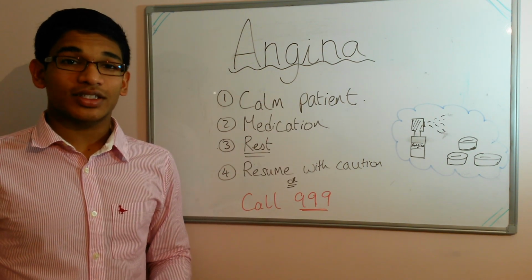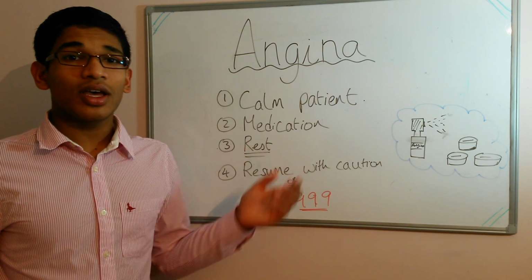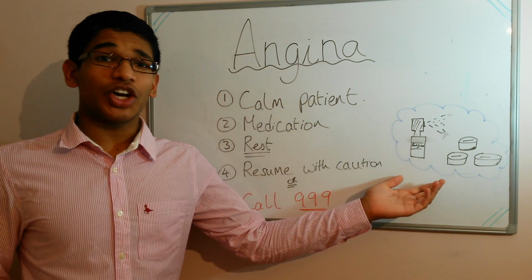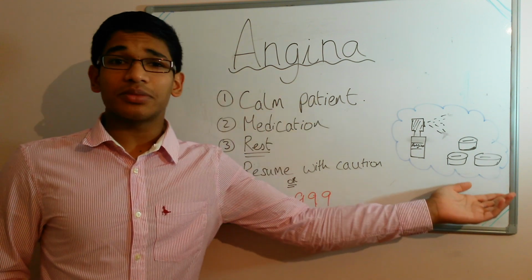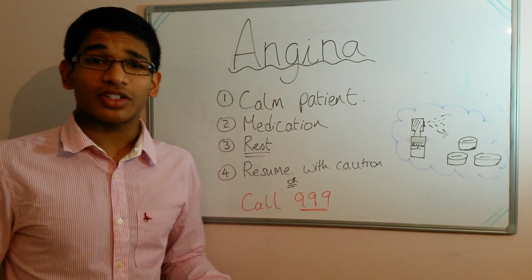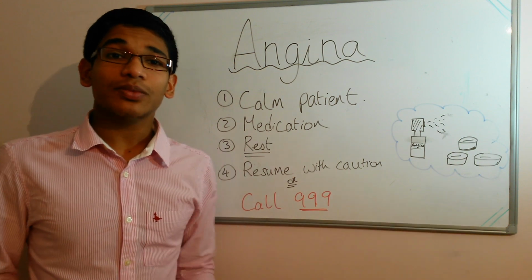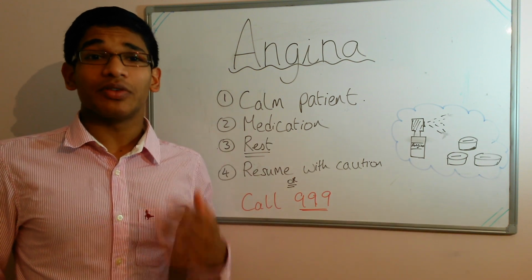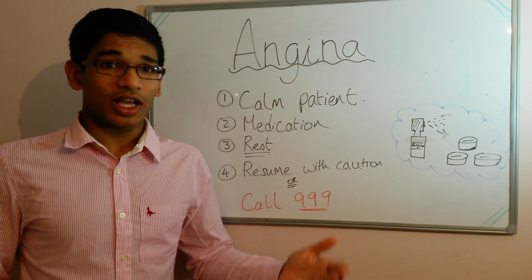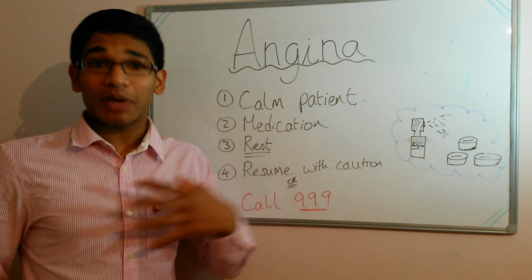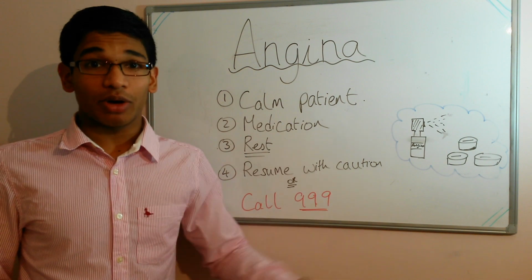The second key step is providing medication. Patients with recurrent angina usually would have an angina spray of some sort or some tablets. As a first aider, we should recommend that they take their medication. However, if they are incapable of doing this, we should provide some sort of help, as this may really help them, may help ease the pain for them and prevent any further problems from occurring.